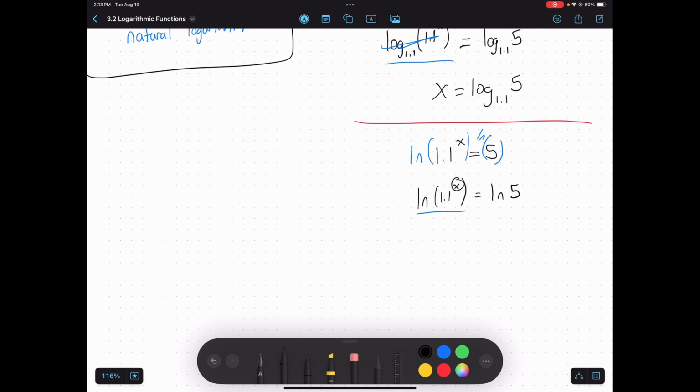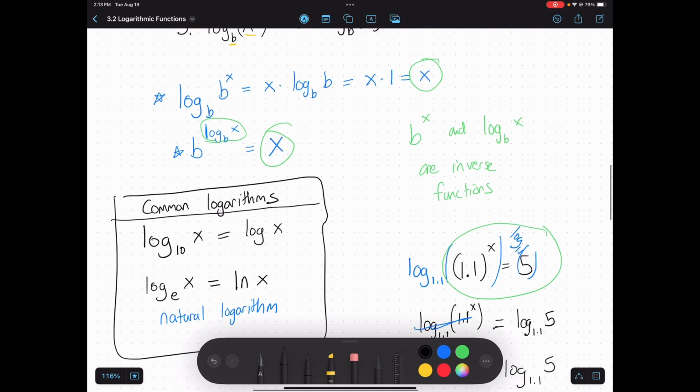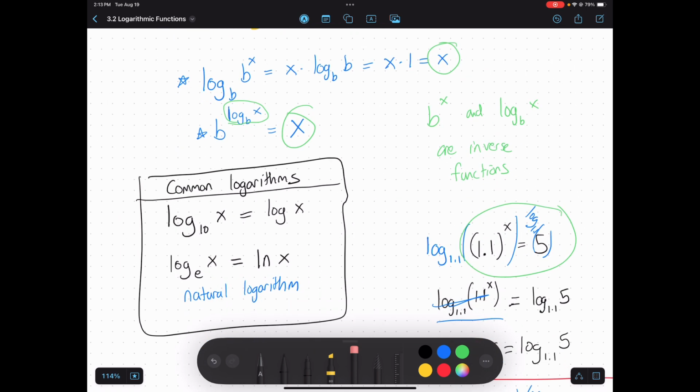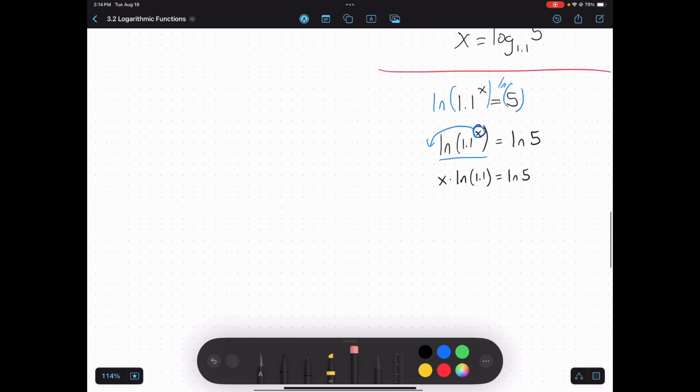That exponent can be moved outside of the logarithm using multiplication. And from here, I can solve for x just using division. So my log properties, specifically property number 5, give me a lot of flexibility of which logarithms to use, which is why we have these two common logarithms that we use way more than any other ones, because logarithms are really flexible. Well, now let's talk derivatives.